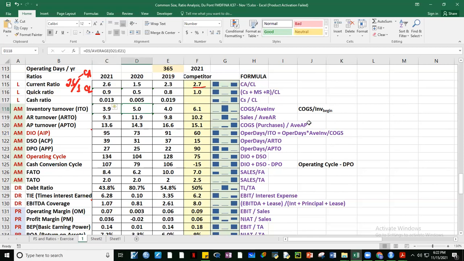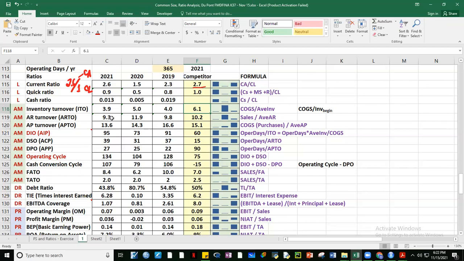In fact, nag-deteriorate pa siya. Noong 2020, we were turning our inventory 5 times. Noong 2019, it was 4 times, pero mas mataas kaysa 2021. So this tells us something about the performance of the company. So medyo bumaba yung inventory turnover. Okay, relative to the benchmark, layo. Ang layo ng 6.1 versus 3.9.